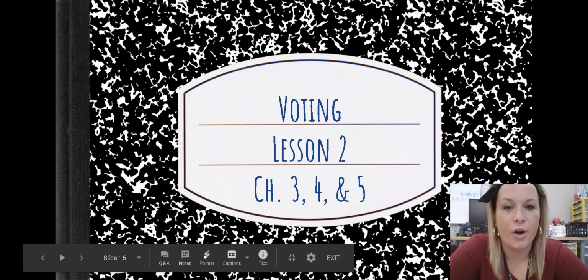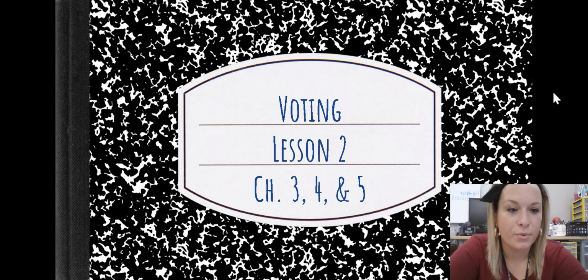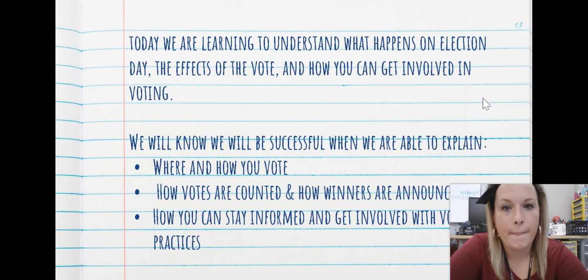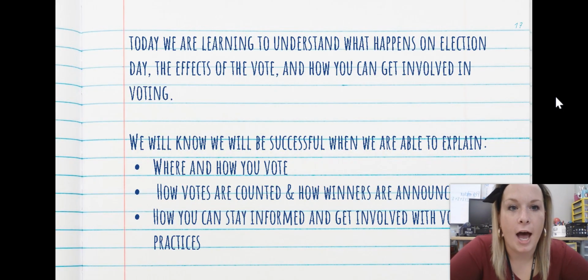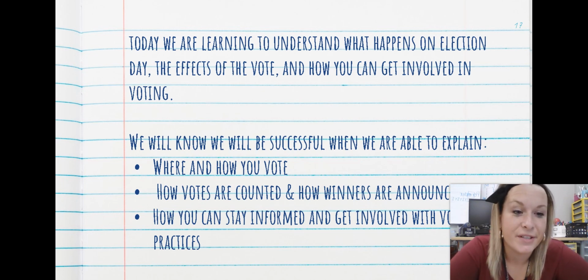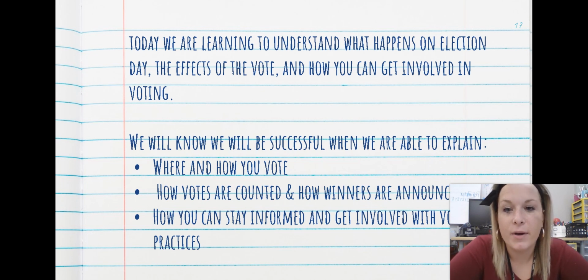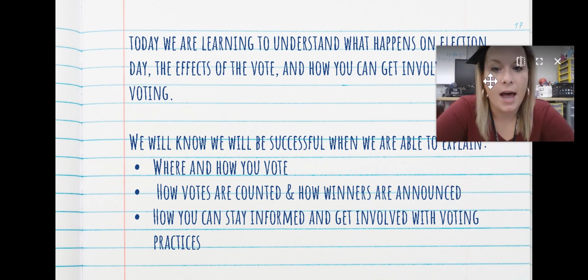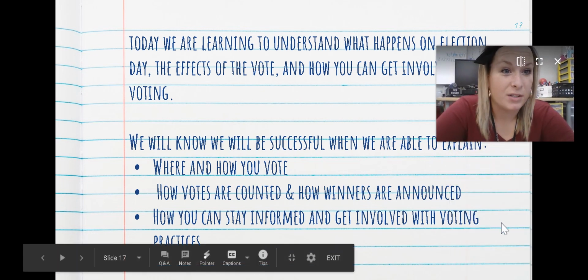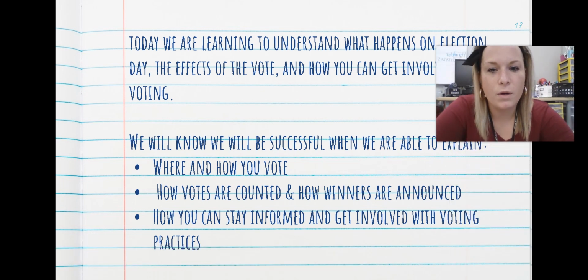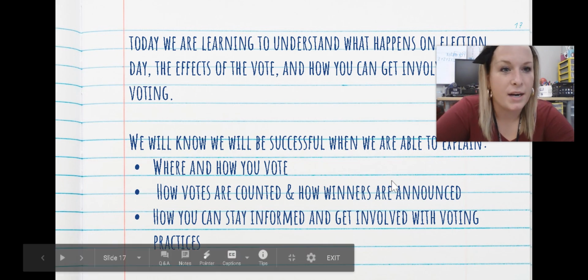Today we are working on Lesson 2 of Voting for chapters 3, 4, and 5. Today we're learning to understand what happens on Election Day, the effects of the votes, and how you can get involved in voting, even when we aren't old enough to vote just quite yet. We know we'll be successful when we're able to explain where and how you vote, how votes are counted, and how winners are announced, as well as how you can stay informed and get involved with voting practices.